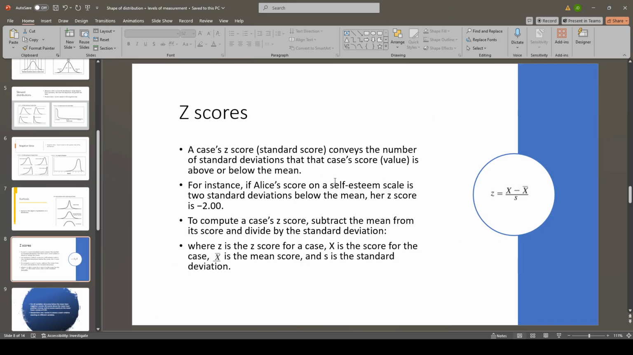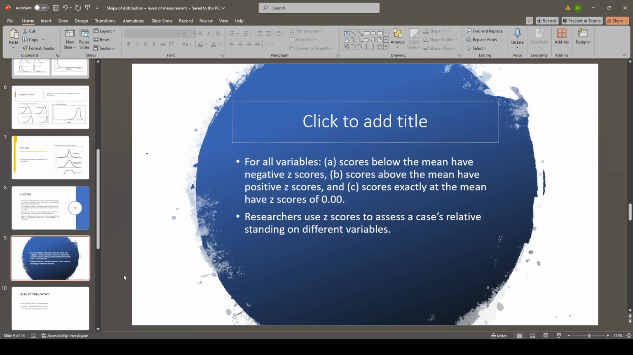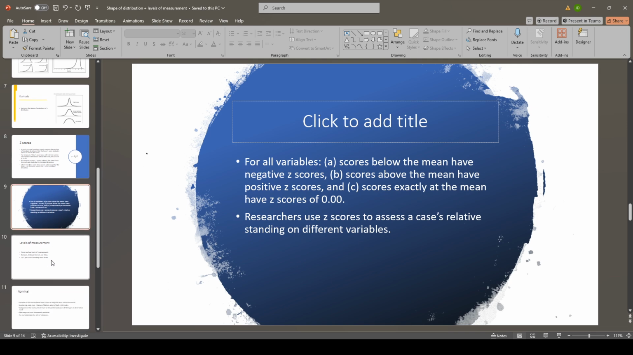Not going to get too much into z-scores. It's here for you if you need it. There's not going to be any assignments on that though, but there's your z-scores. This is more on z-scores. All a z-score really is, it shows the relative placement of a number.